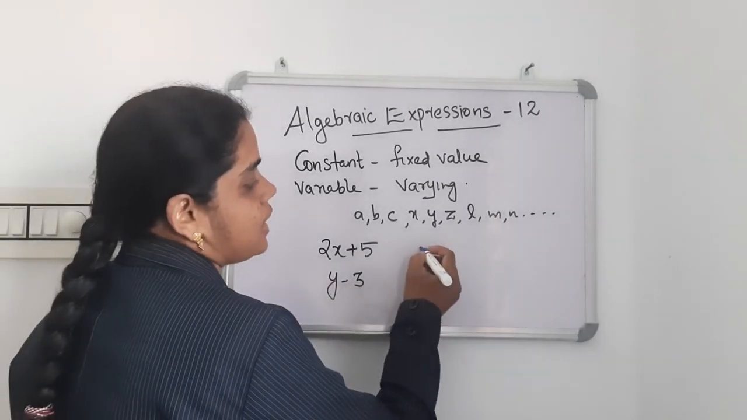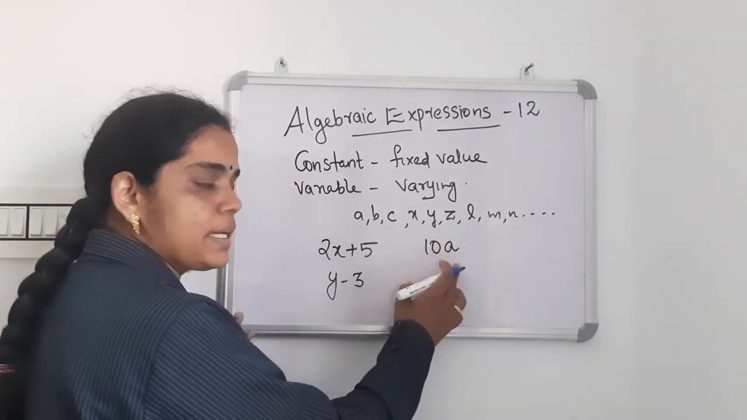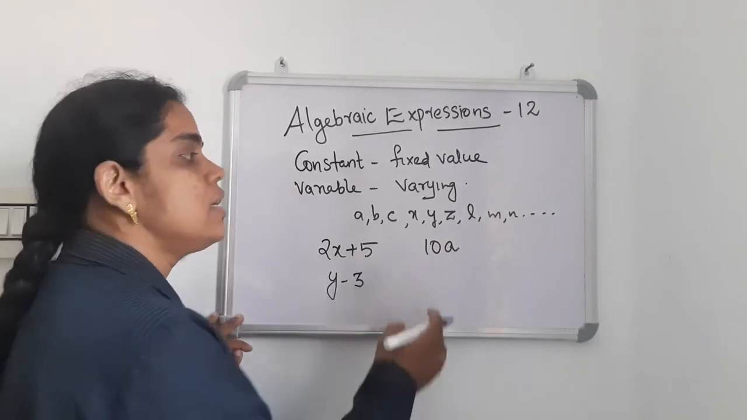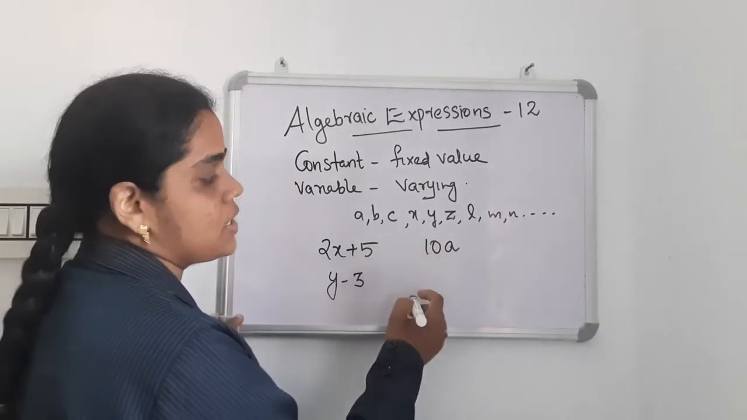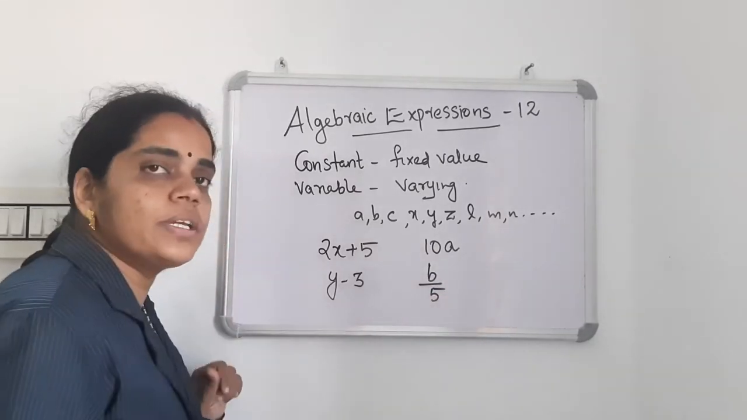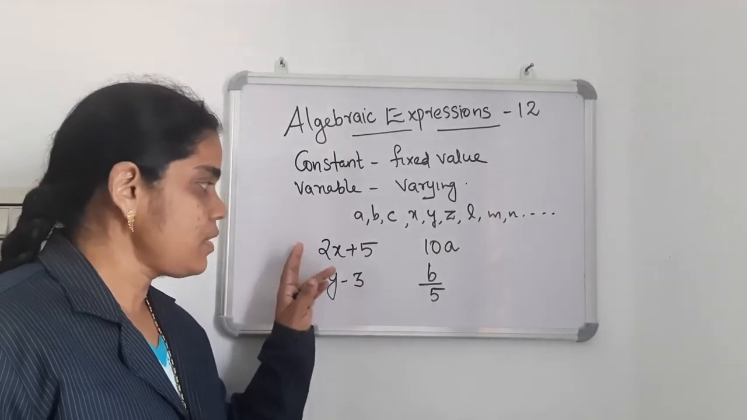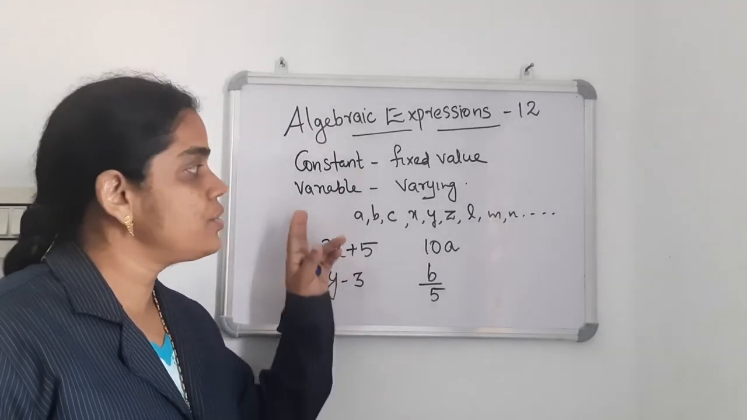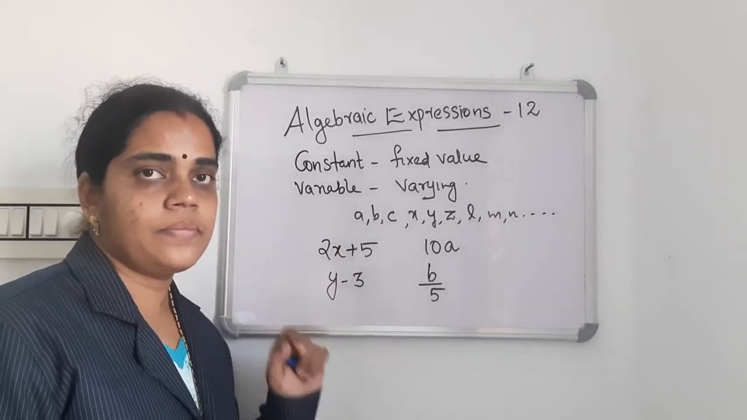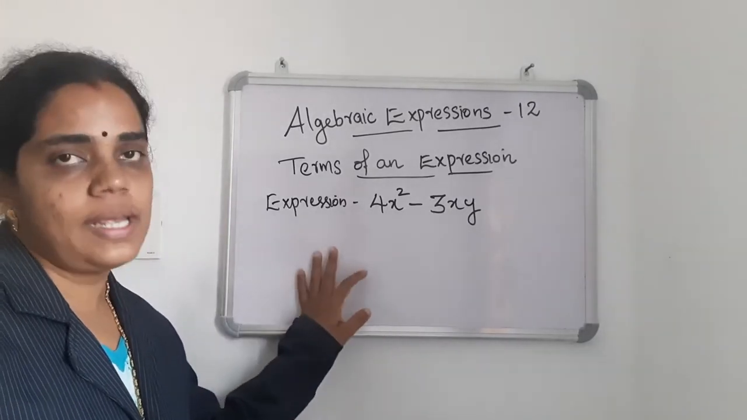Then the multiplication case: usually we do not use the multiplication sign. So 10 multiplied by a, that is 10a. Here the operation is multiplication. Then b divided by 5. Here the operation is division. So any one of the four operations, constants and variables together form an expression. Next we can discuss the terms of an expression.